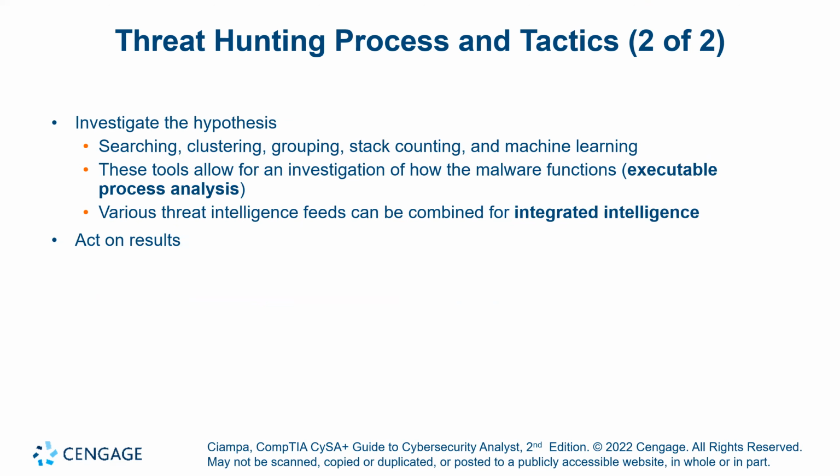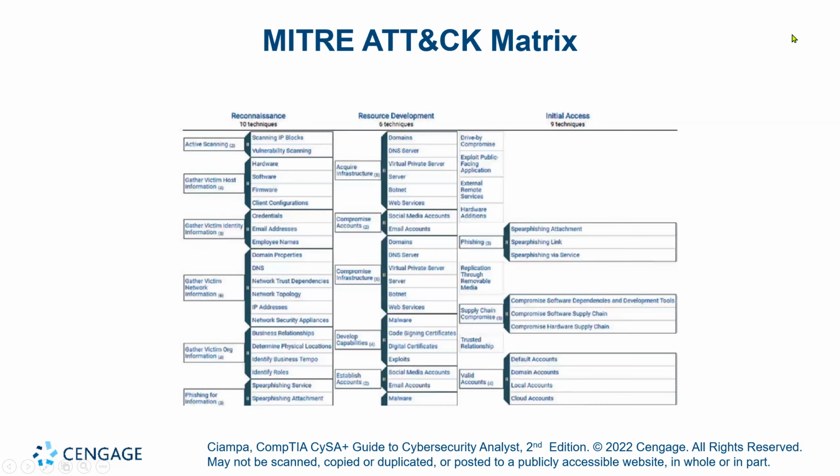Investigate the hypothesis: searching, clustering, grouping, stack counting, and machine learning. These tools allow for an investigation of how the malware functions, executable process analysis. Various threat intelligence feeds can be combined for integrated intelligence, and then you act on the results. Now, depending on what type of threat hunting you're doing, sometimes you will have to do formal reporting and things like that. And then you can act on the results. It just depends on what type of industry you're in.